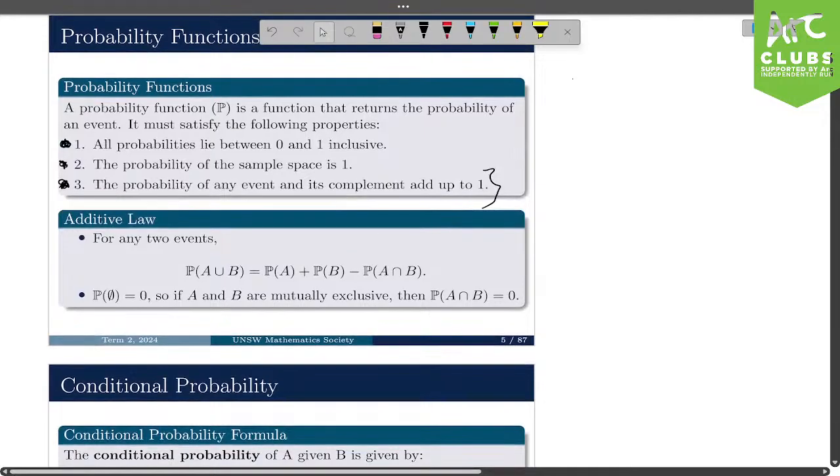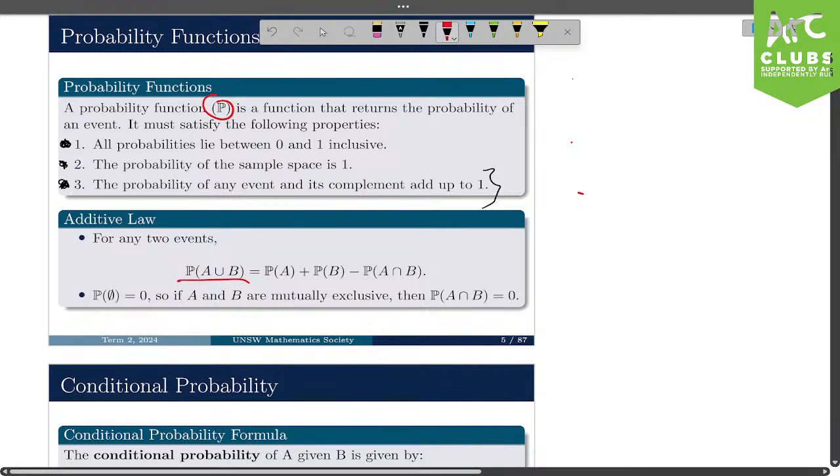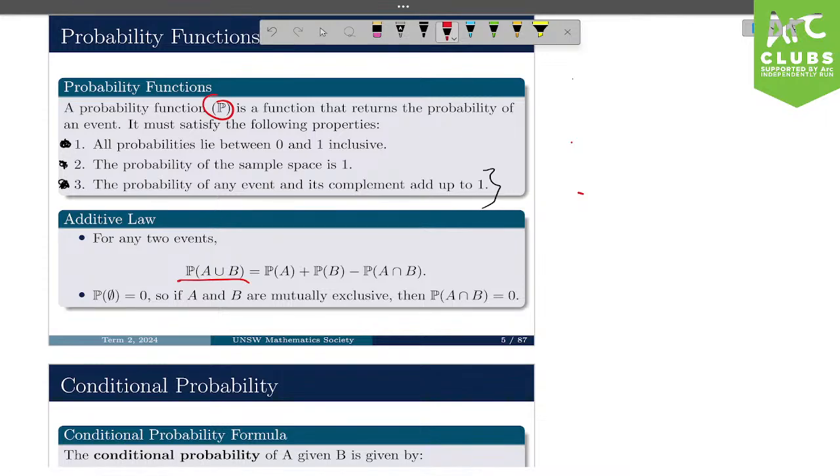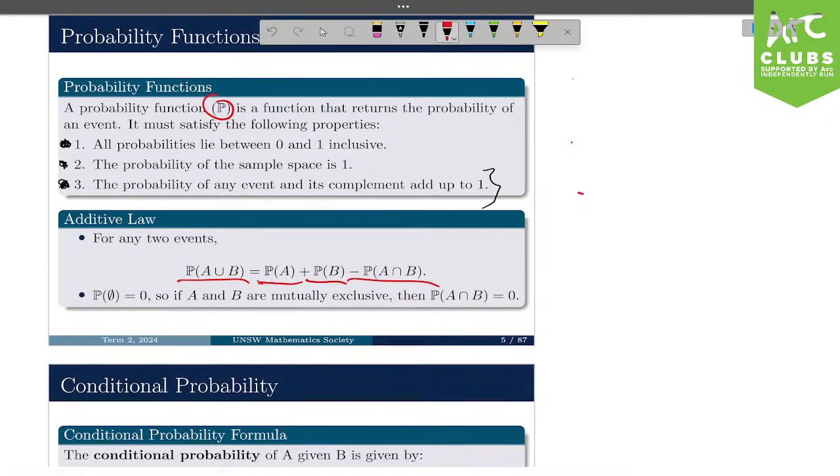Cool. For any 2 events, we have this additive law. Whenever we see some function in statistics or in mathematics, we always want to figure out exactly how we manipulate that function. And this is one of the identities that we have for the probability function. We have that the probability of A plus the probability of B minus the probability of A intersect B is equal to the probability of A union B.